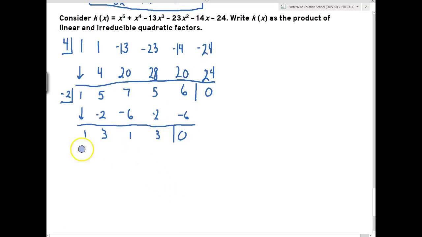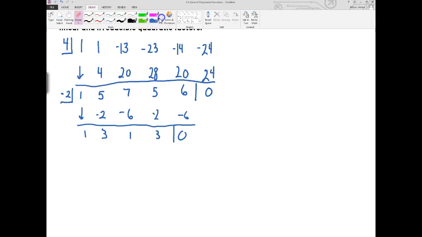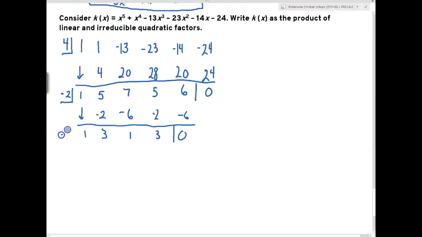Looks good. Let's just test my third suspected factor. Negative 3. I should have written that a little bit higher so it matches our depressed function. So I put negative 3 here. I bring down the 1. Negative 3 times 1 is negative 3. I get 0. I get 0, 1. Negative 3 times 1 is negative 3. My remainder is 0 there.